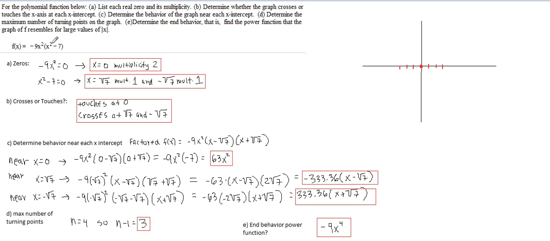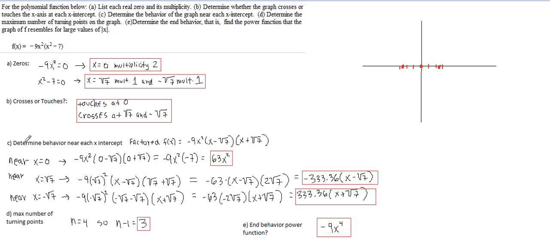Now, part 2 is this factor here, x squared minus 7. We set that equal to 0, and we get two answers. X could either equal square root of 7 with multiplicity 1, or x could equal negative square root of 7 with multiplicity 1. To know if it's going to touch or cross at those points, it's going to touch at 0 because it has an even multiplicity. I already plotted that dot here. It's going to cross at square root of 7 and negative square root of 7. Square root of 7 is about 2.6, so it'd be about right here, and negative square root of 7 would be about right here.